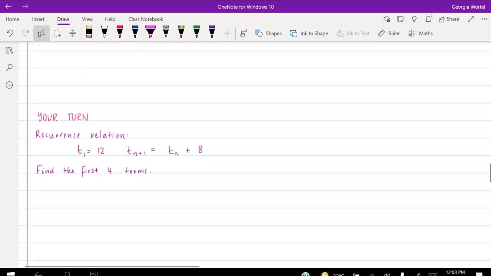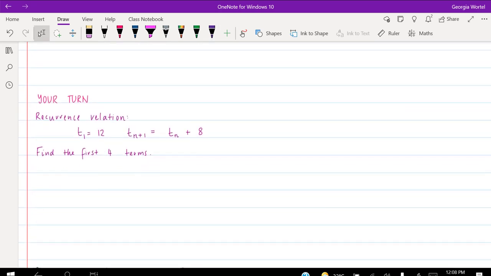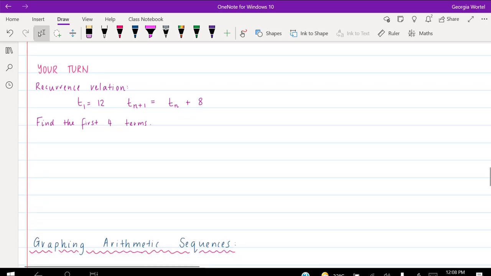All right, pause the video, guys, and have a go at this one. T1 is 12, and the recurrence relation is Tn plus 1 is equal to Tn plus 8. So writing the first 4 terms. When you're done, jump back on the video and check that you got the solution right.